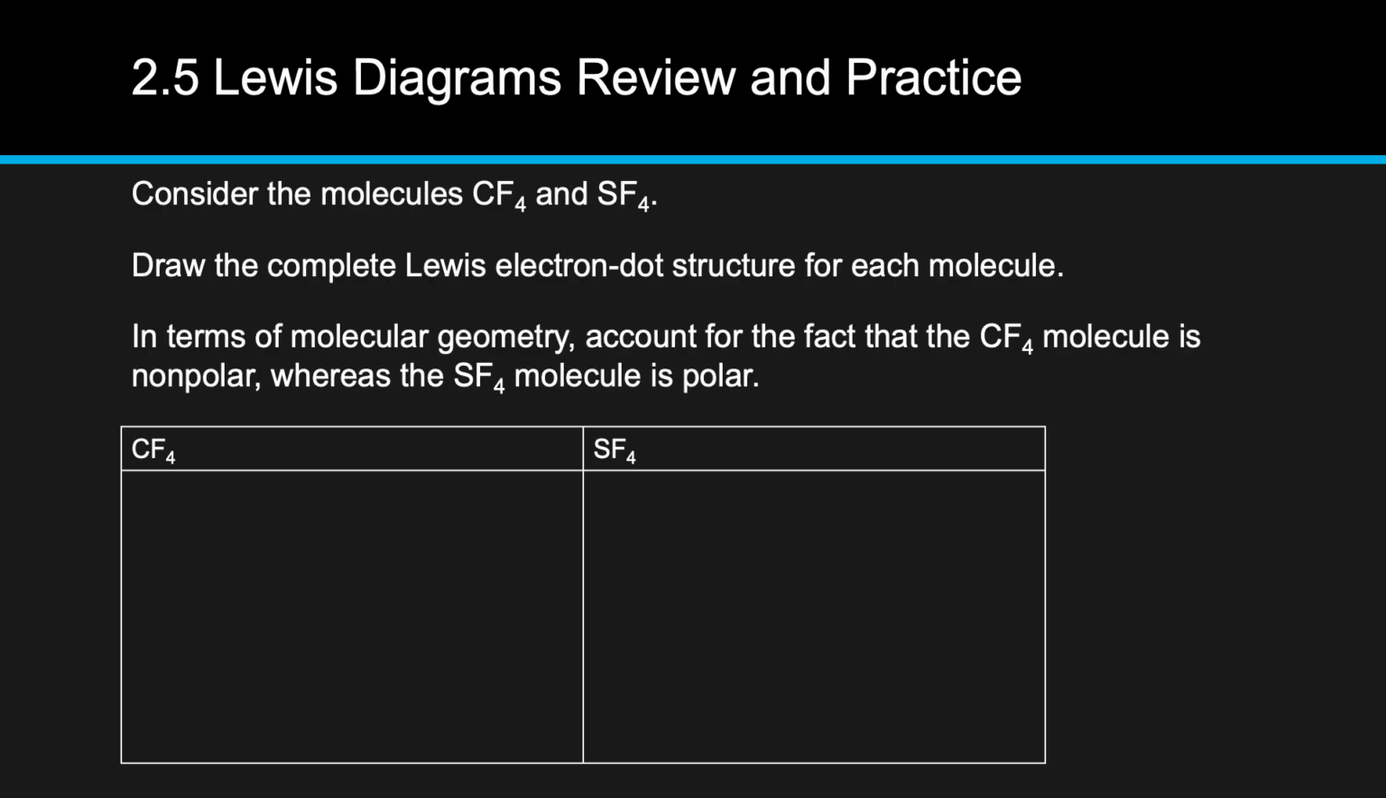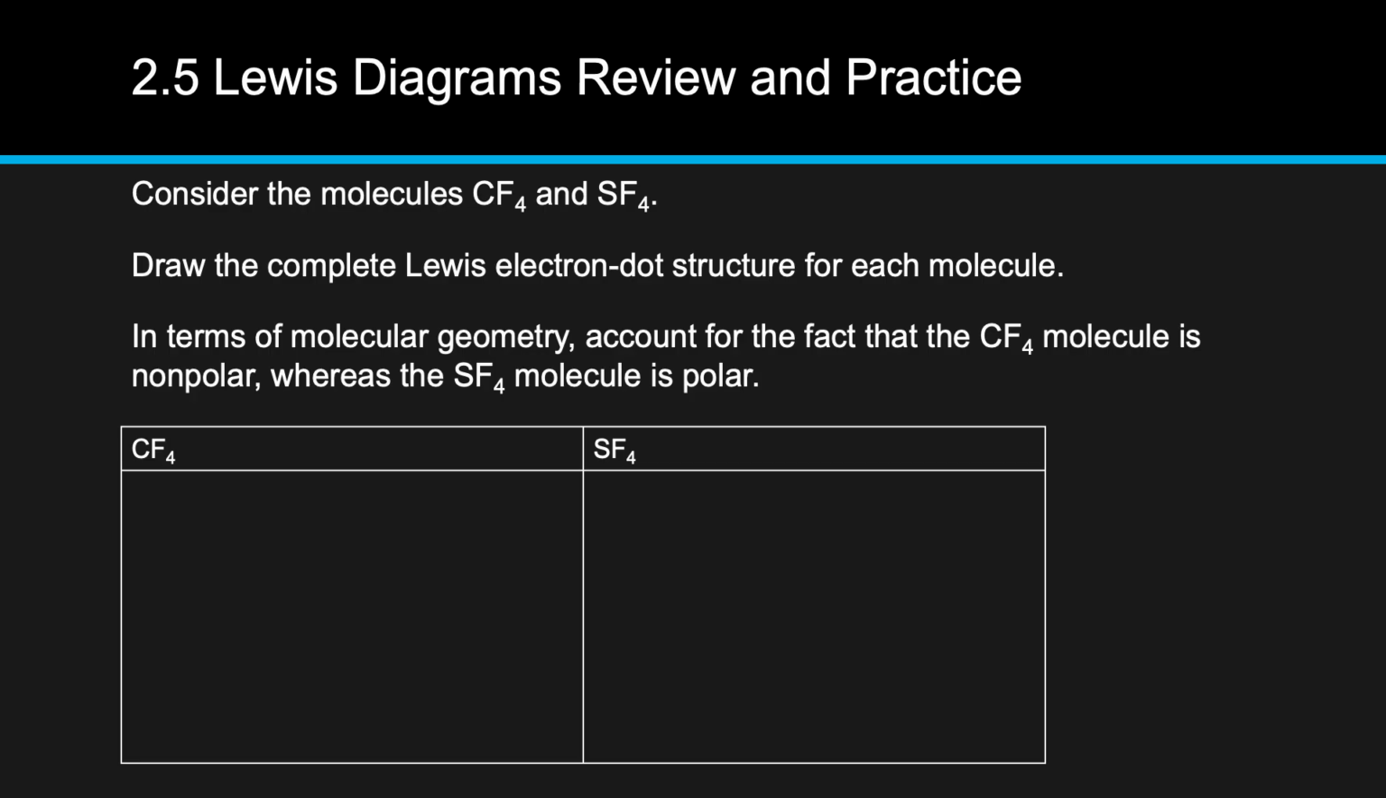And then let's close out this video with this quick question. It says, consider the molecules CF4 and SF4. Draw the complete Lewis dot structure for each molecule. In terms of molecular geometry, account for the fact that CF4 is nonpolar, whereas SF4 is polar.